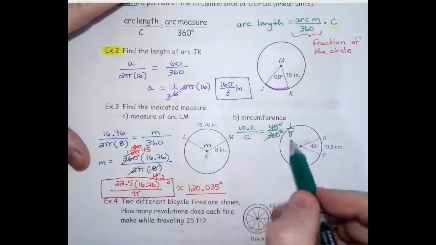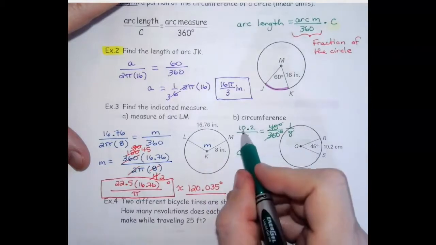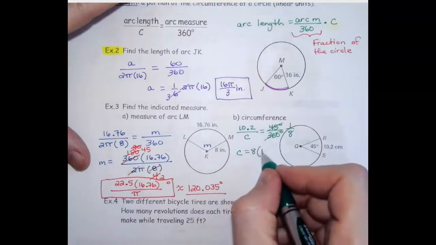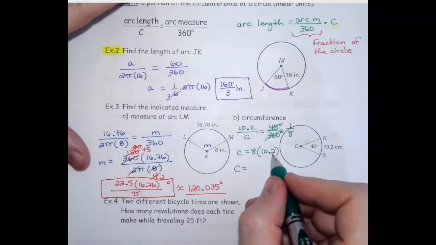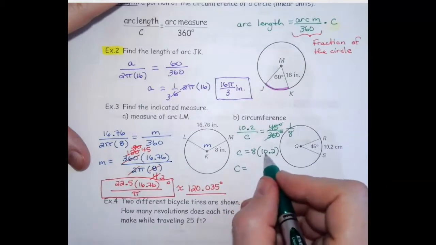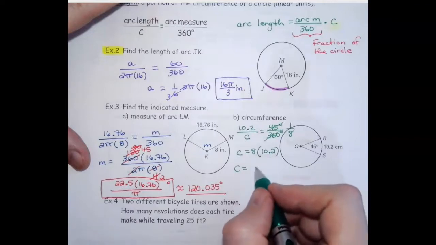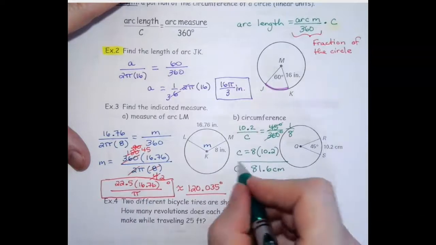Now what we can do is cross multiply. So we're just going to get c times 1, which is c, and 8 times 10.2. So I guess I'll write that out, but we probably can do that in our head. So that's going to be 8 times 10 is 80, and 8 times 0.2 is 1.6. So it's going to be 81.6 centimeters.